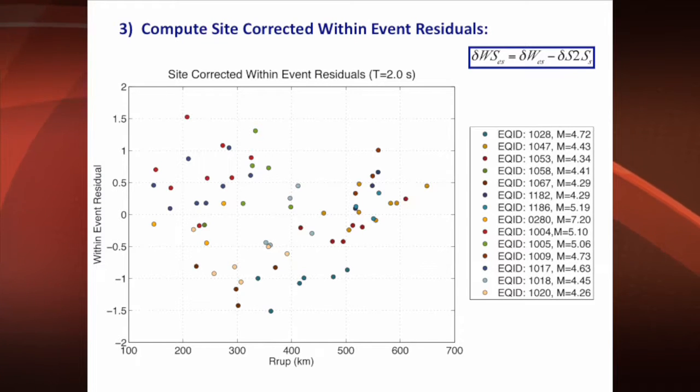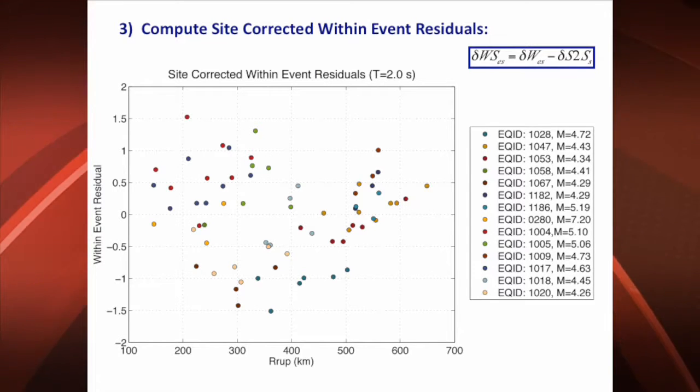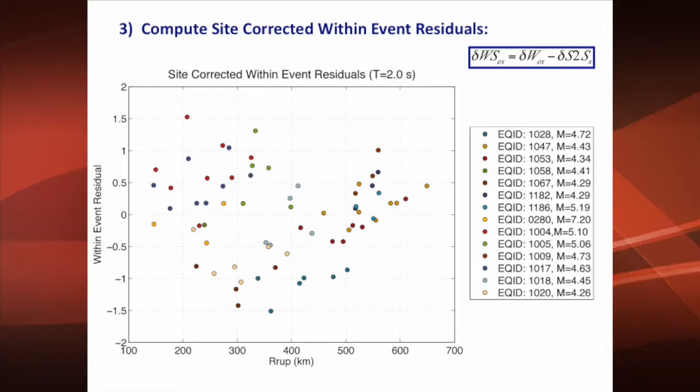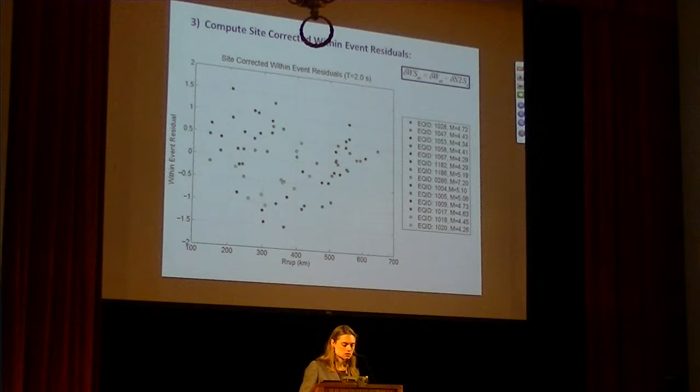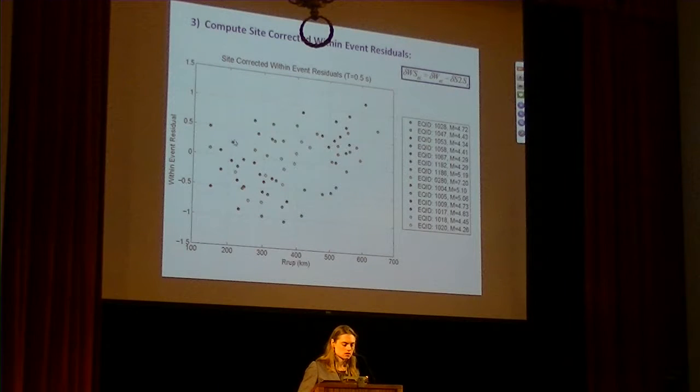The delta S2S term that you're subtracting, is that average over all sites or the one for each site individually? For each site individually. So that's been done, and then this is just a plot of the site corrected within event residual, at 0.5 seconds, and then at 2 seconds. So they're centered around 0. This is good.